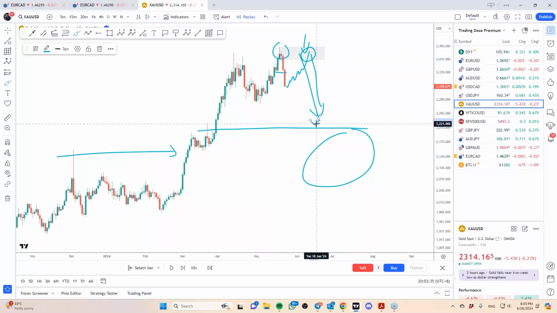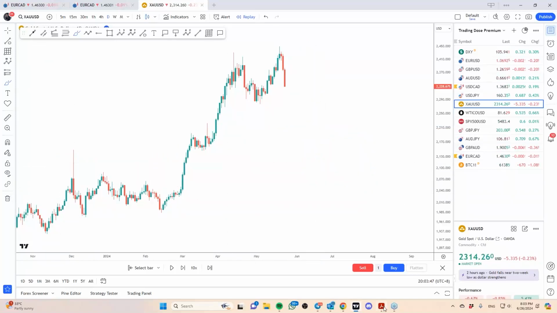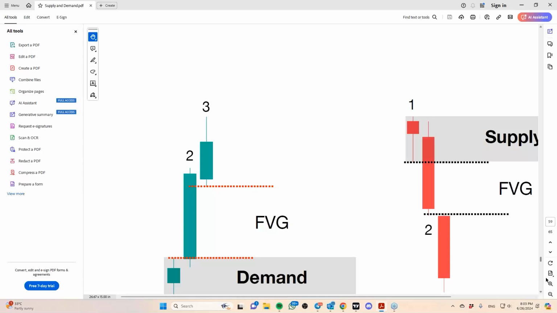Because I'm looking at daily and H4. Obviously, you don't need to look at such a high time frame. You can apply the same principle on a H4, H1, and 15. Basically the same application, right? So that's the understanding of fair value gap, order block.